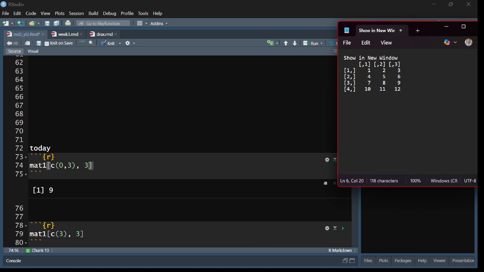So we can see here the output is 9. Again, using the same distributive property, I can see that 0, 3 and 3, 3 are here. We can ignore the first row because there is nothing for 0, 3. The matrix always starts from index 1, so the 0 doesn't mean anything here. So if I take the third row and third column, that is 9.